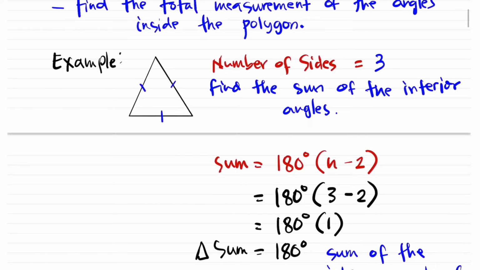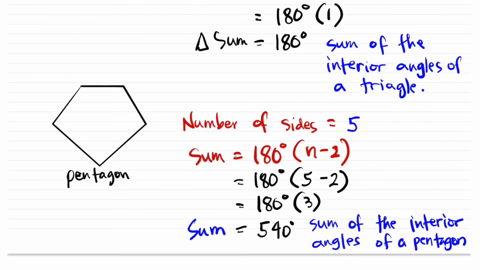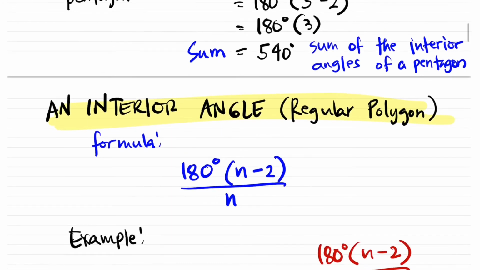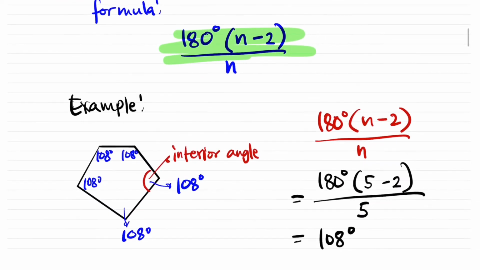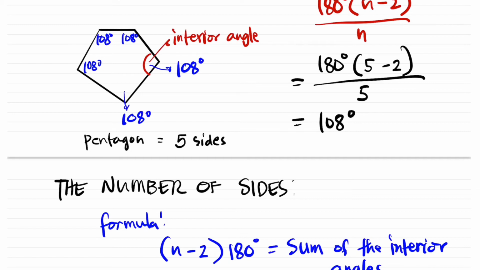Now we have an example for a triangle. We identify the number of sides, and we apply the formula. We have another one, a pentagon. We identify how many sides there are, and then we apply the formula. What if we are looking for a specific interior angle of a regular polygon? We apply the formula 180 times n minus 2 divided by n. We use a pentagon as an example. There are 5 sides, so every interior angle is 108 degrees.